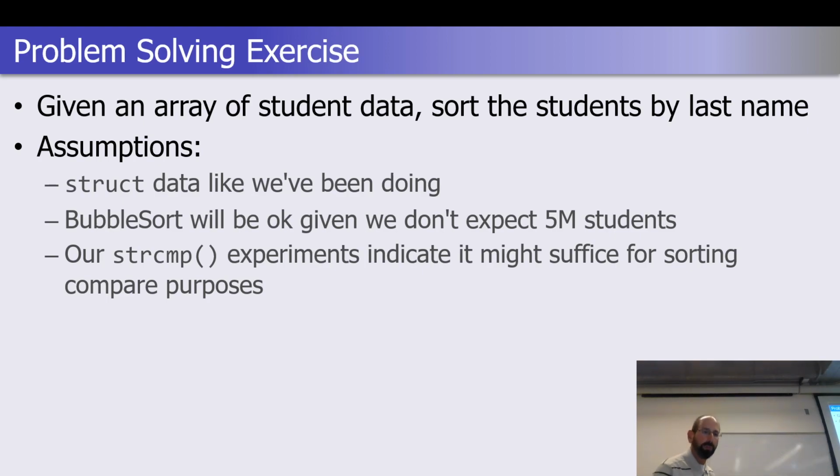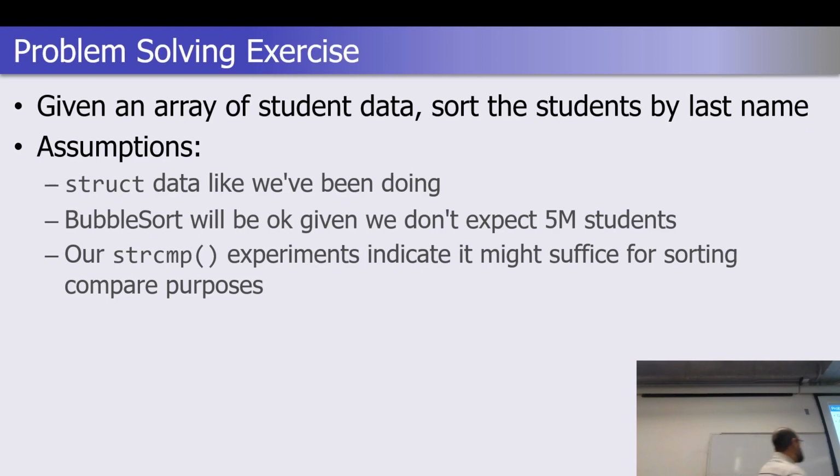So I'd like us to go through a relatively quick problem-solving exercise where we're going to sort an array of students by their last name. So we'll have the same structure we've already been using. We can use the same kind of bubble sort algorithm we've been using all semester. So our main doubly nested for loop should basically be the same without really much change whatsoever in it.